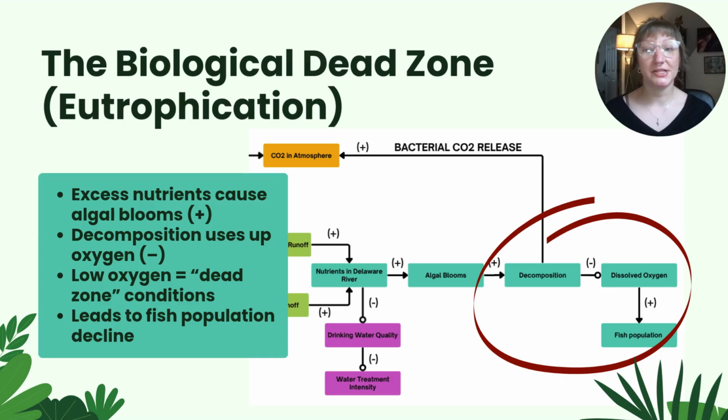All right, so this is where we see one of the most serious ecological impacts: eutrophication, or what's often called a dead zone. These extra nutrients cause algal blooms, which grow really quickly, but the problem isn't the algae, it's what happens after. When the algae die, bacteria break them down, and that decomposition process uses up all the oxygen in the water, creating a negative coupling with dissolved oxygen. As oxygen levels drop, fish and other aquatic life can't survive. So, what started as excess nutrients ends up causing a collapse in parts of the ecosystem.